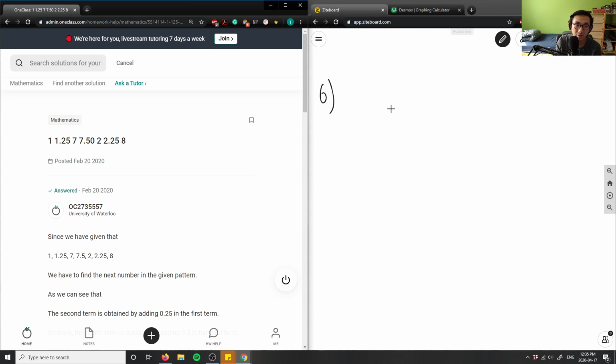So I have another pattern here. The question doesn't say anything here. It just says the pattern, but I'm assuming it says what's the next number or something like that, or write a formula that depicts this pattern or sequence.